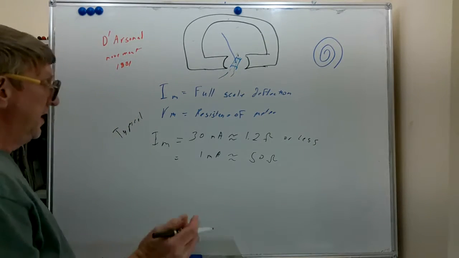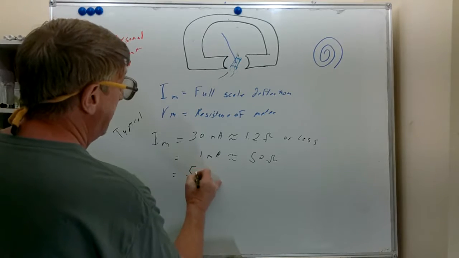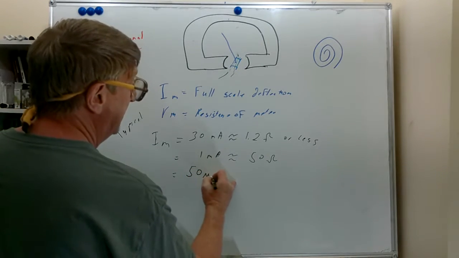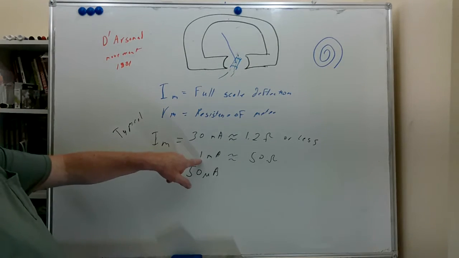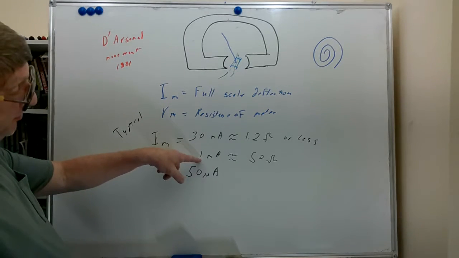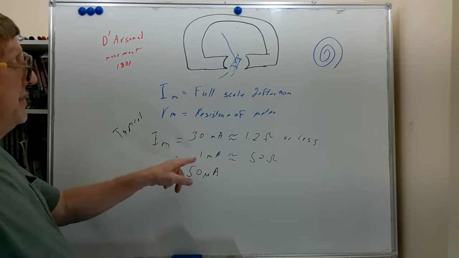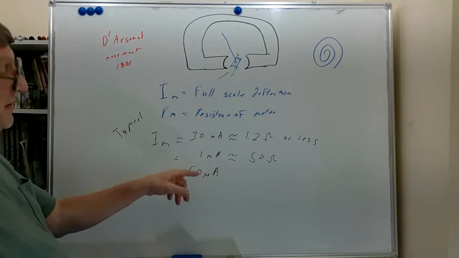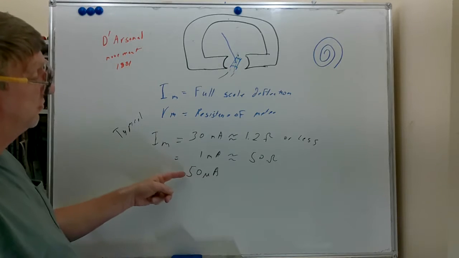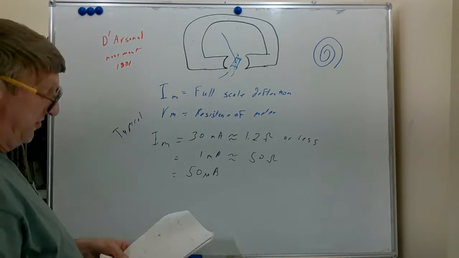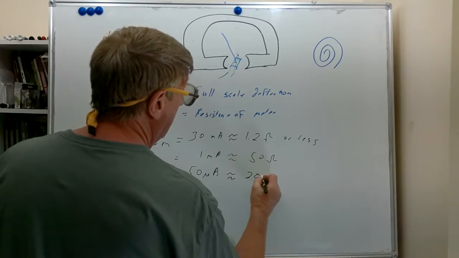And an even more sensitive meter with an IM of 50 microamps, and that's 50 millionths of an amp. This is 1 milliamp, which is 1/1000th of an amp, so that would be like 1,000 microamps. So this would be like a range of 20. This is 30 times more sensitive. This is 20 times more sensitive. So that's going to have resistances in the area of 2,000 ohms.